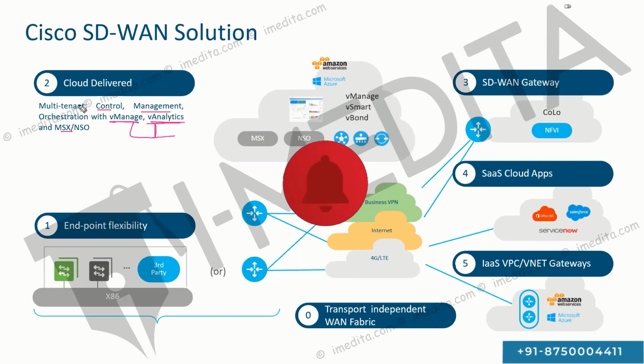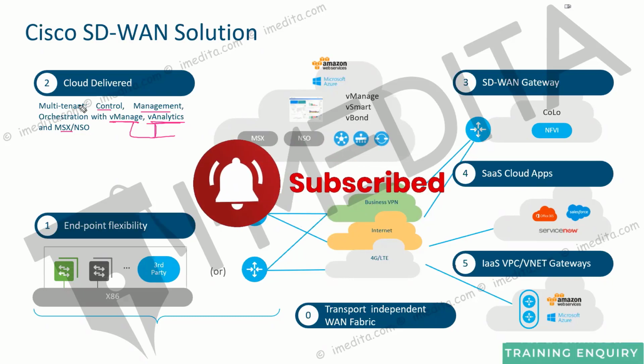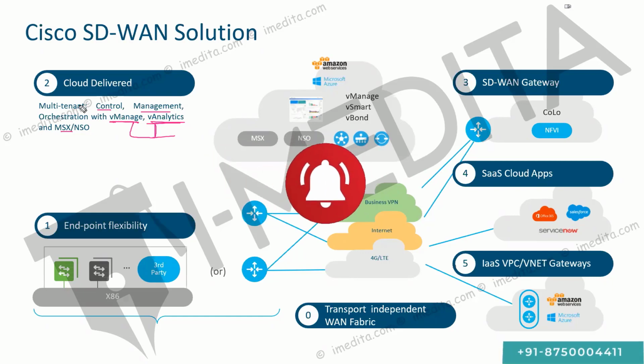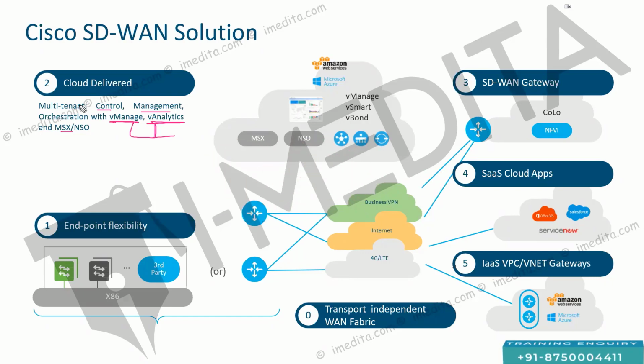And the same goes for the other one as well. We can go for vManage, we can go for vAnalytics to get all the analytical information of your enterprise network. This MSX and NSO is something that they have created, which is responsible for orchestrating the control and management of the controllers onto the cloud. It is more like a software that Cisco has created so that they can provide the services in a faster and easier way for the customers.